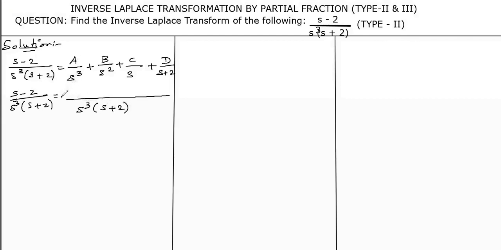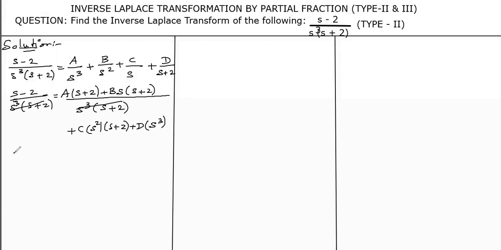See what is missing under a: s cube is there, but s plus 2 is not there, so it should be multiplied in the numerator. And for b, s square is there, one term of s is missing, so s times s plus 2 should be there. And plus c: in the denominator s is there out of s cube, so s square should be multiplied along with s plus 2. And what about d? d has the s plus 2 term, but s cube is missing, so just multiply s cube with d. And that's all. Now after this step, the denominator will get cancelled on both sides.